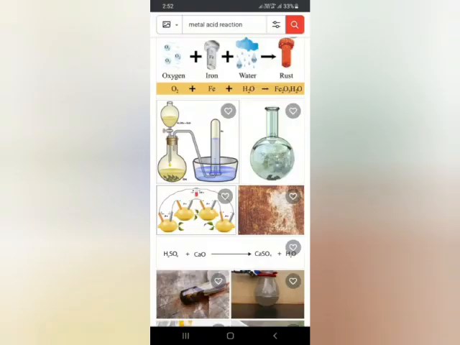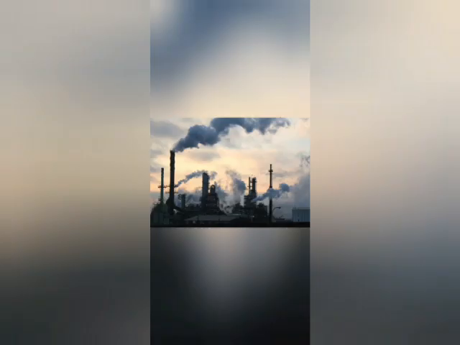And the next topic is acid rain. As the name indicates, rain which contains acids is called acid rain. When harmful gases like sulfur dioxide and nitrogen dioxide react with moisture present in air, they form nitric acid and sulfuric acid. These acids, when they fall on earth along with rain, are called acid rain.